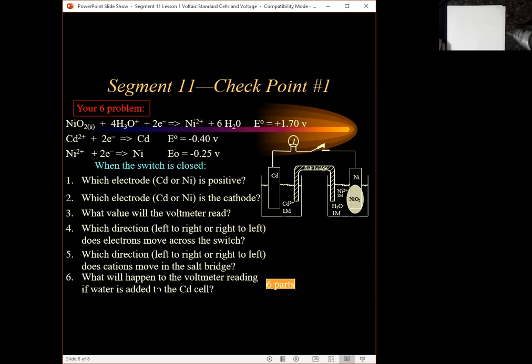What will happen to the voltmeter reading if water is added to the cadmium cell? Now, what you have to do is see in the cadmium cell, is the cadmium ion a reactant or a product? If the cadmium ion is a product, adding water to that cell would dilute its concentration. Thus, as it shifts to the right, that increases the voltage. And then, of course, the opposite would be true for the other way around.